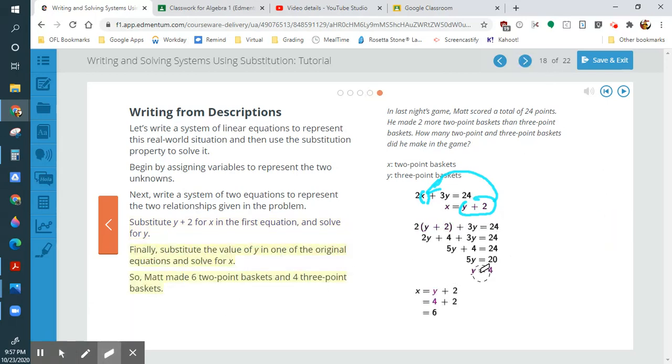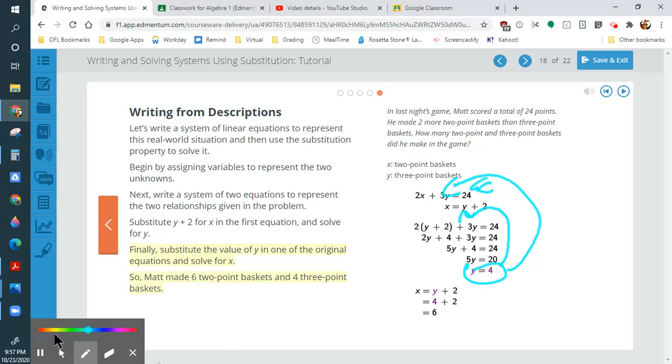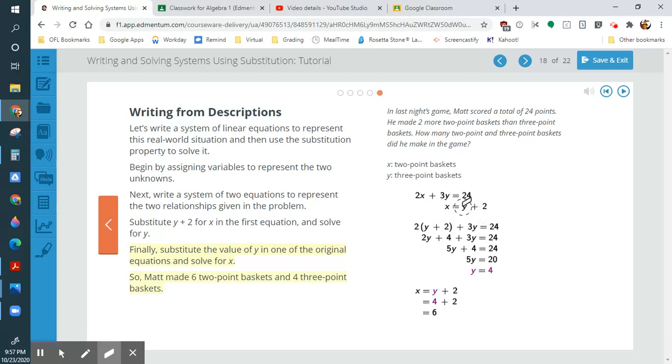You're going to take that 4 and plug it into either equation. Now, I always tell people there's not a wrong answer, but there is an easier answer. You can take this 4 and stick it into this equation, but that's a lot harder than plugging it into this equation. Why go through all this hard work? Work smarter, not harder. So guess what? You're going to take that 4 plus 2 and you get 6. That's how you get your 6 two-pointers.